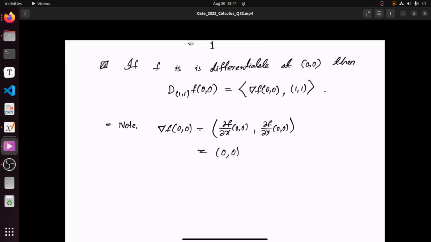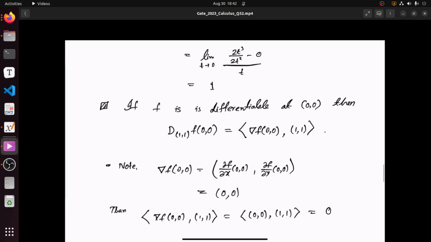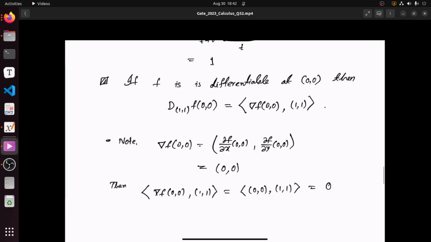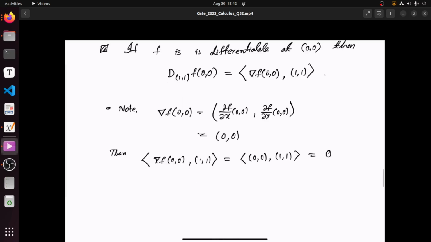Now find the inner product of the gradient of f at 0 0 with 1 comma 1. So what will this be? This is the inner product of 0 0 with 1 1, which is basically 0, right? So what we got is that this inner product is 0, but the directional derivative of f at 0 0 in this direction is 1. So these two are not equal, right?